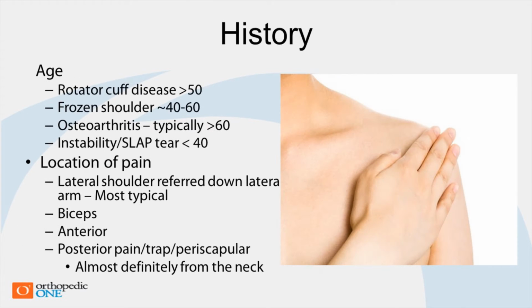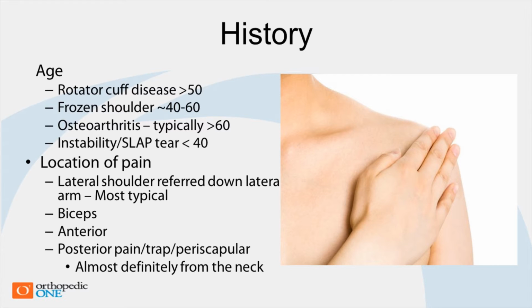So first of all, in regards to the history, the number one thing you're going to look at is age. You can narrow it down a lot based on age alone. When you have patients over the age of 50 with shoulder pain, the majority of those are probably going to be rotator cuff disease. Frozen shoulder is seen in patients between 40 and 60 most commonly. Anything under 40, normally you're going to be thinking about labral pathology, maybe biceps disease, with rotator cuff disease being very uncommon in that age group.